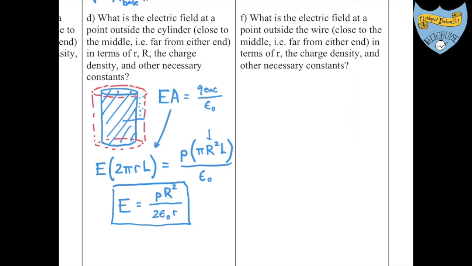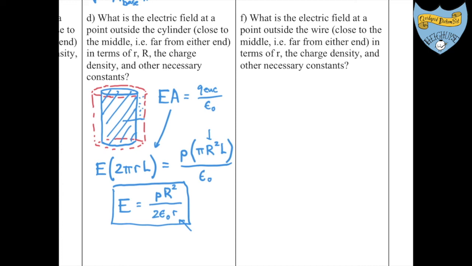Okay, so we get a different answer from our answer for a conductor, right? There's rho instead of sigma. But notice the answer still depends on 1 over r. So it's the same shape of decay function as you move away from an insulating cylinder.